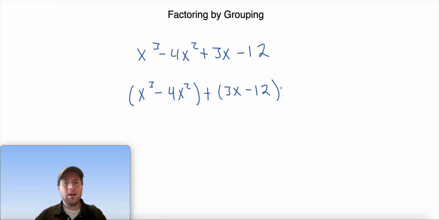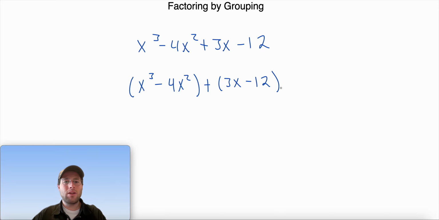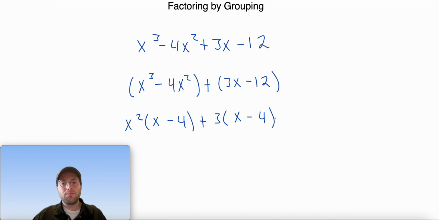And then from here, what we want to do is take out the greatest common factor from each of these two terms at a time. So in the first two terms here, we can take out a x squared. So we'll have x squared, and that will leave us with x minus 4. And then in the next two terms here, we can take out a 3. So we'll have plus 3 times x minus 4.